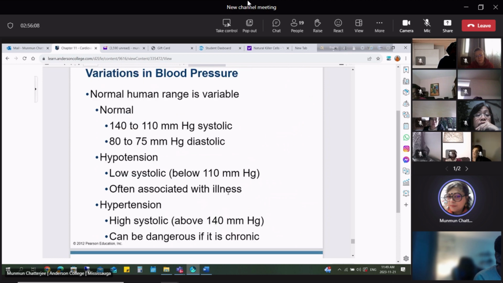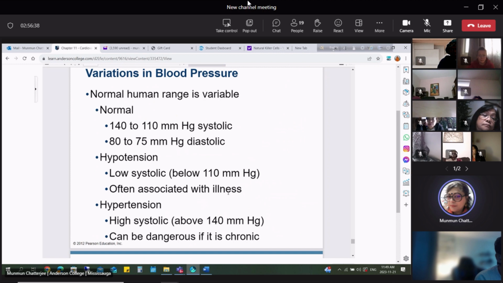So, variation in the blood pressure. The normal human range for the systolic is 120 mmHg. That is the systolic, 120 normal. It can go up to 140. 120 is the best, but it can go from 110 to 140. And same thing, diastolic is 80 to 75.